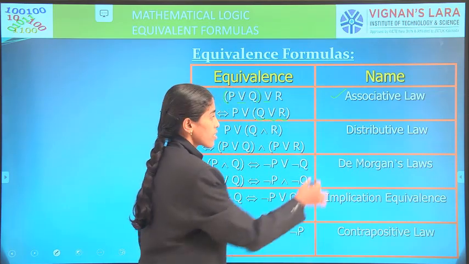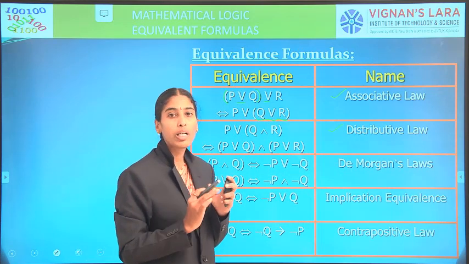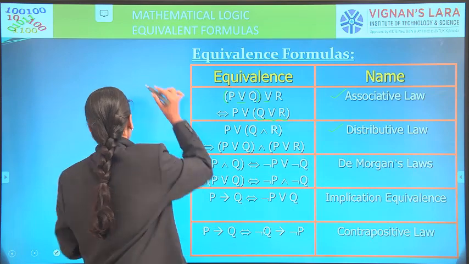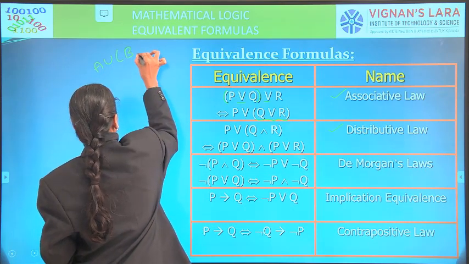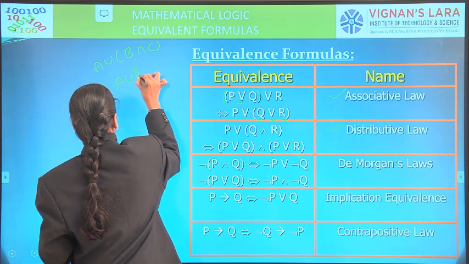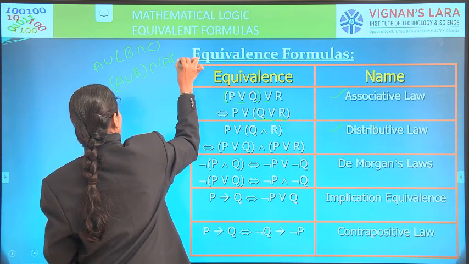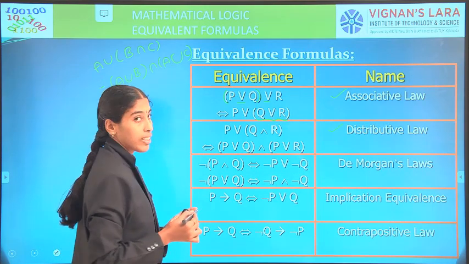The next one is distributive law. Similarly, distributive law is also applicable for 3 variables, the same as distributive law for set theory. What is the distributive law? A union B intersection C is equal to A union B intersection A union C. This is the distributive law for set theory.